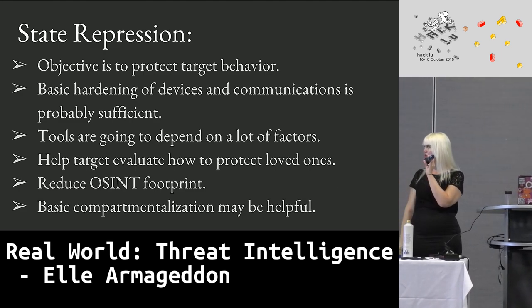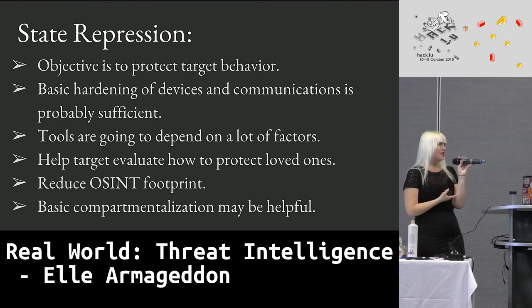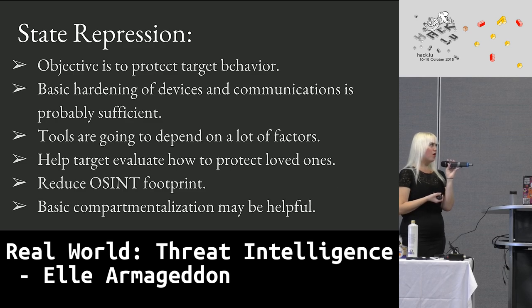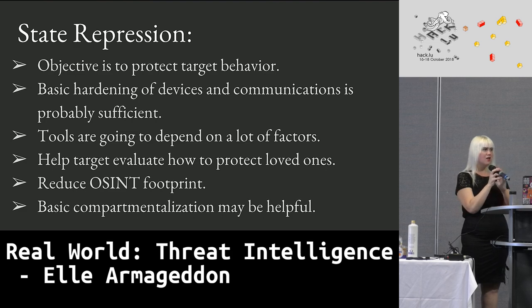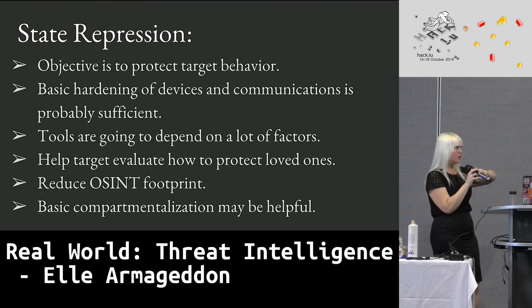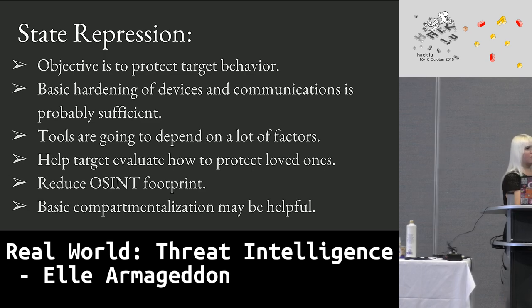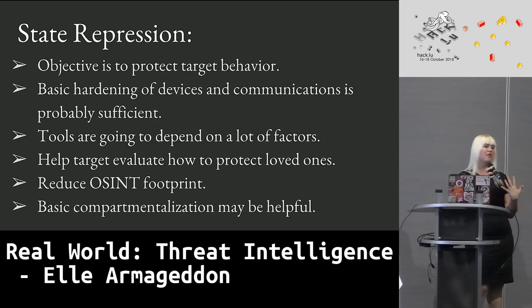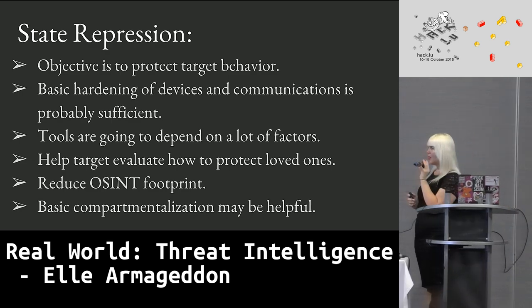Again, we're going to try to reduce their open source intelligence footprint. This is more because we want to protect their non-relation loved ones. So we don't want to make a really clear map of what their social network looks like. So we're going to help teach them how to compartmentalize and reduce their social media presence so that it's not evident from looking at their Facebook who their three best friends are and who matters most to them outside of their immediate family. So that's something that we're going to go ahead and do.